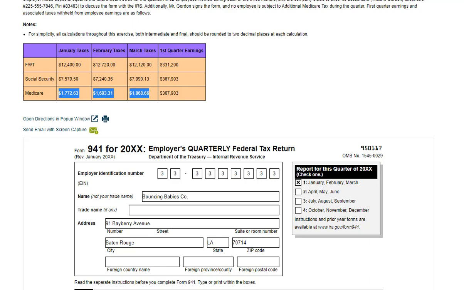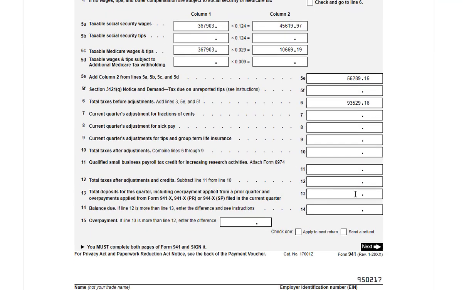employees' portion. Now, we need to also include the employer's portion. The employer's portion would match the employees for Social Security and Medicare. So it's all of these numbers here in addition to the double down on Social Security and Medicare. When we sum all of those numbers up, we will get the total deposits for this quarter, which is $93,529.18. That's the total deposits for this quarter.